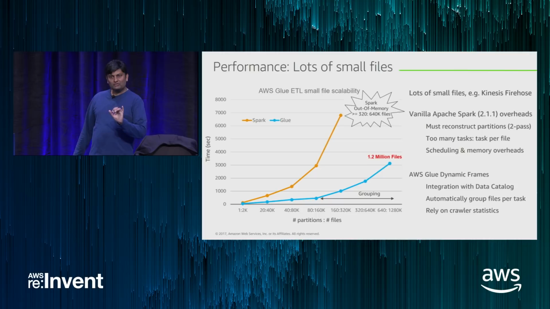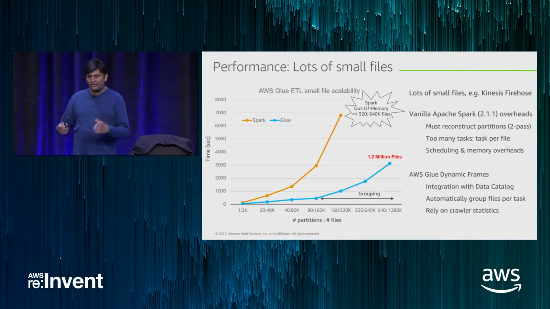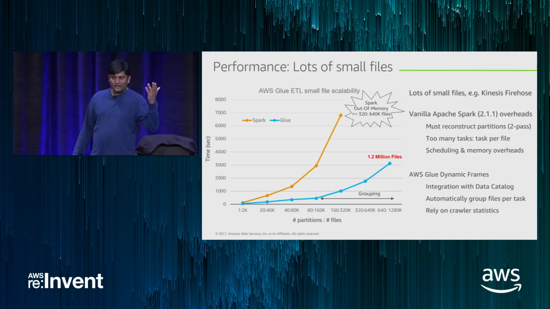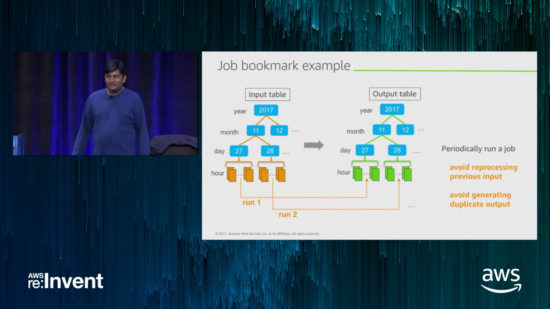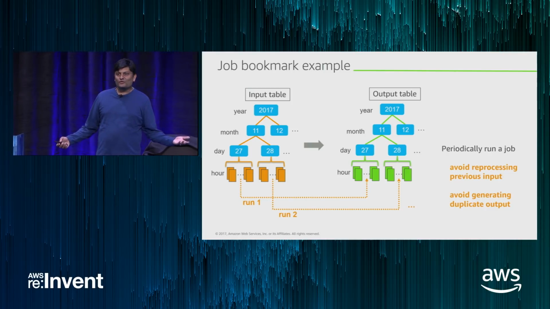So you can have multiple files handled by a single task, and so you don't overwhelm that coordinator. And as a result, we can get to over a million files in this particular example. And we probably can scale further. We just didn't finish the experiment to see how far we could go. All right, so that's dynamic frames in a nutshell. I encourage you to go and try them out.